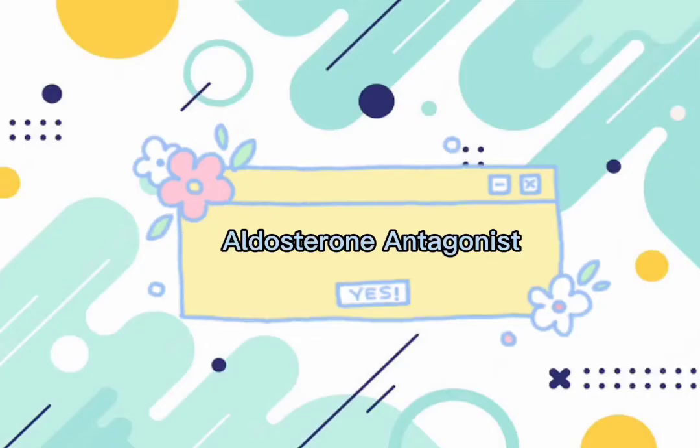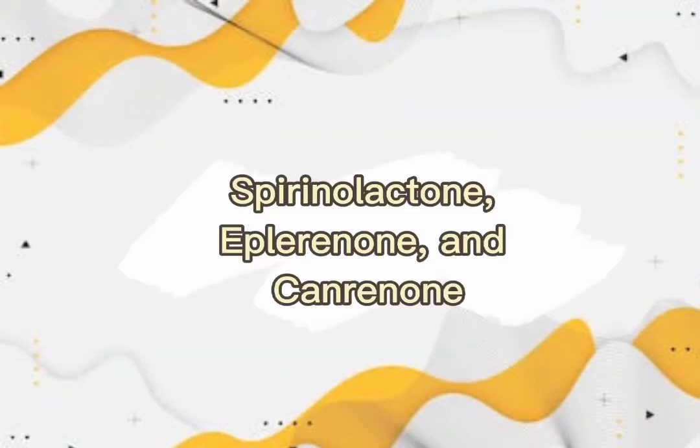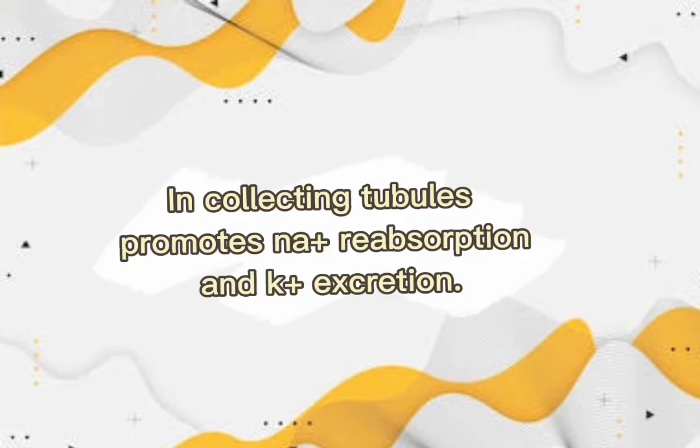Aldosterone antagonist is a diuretic drug which antagonizes the action of aldosterone at mineralocorticoid receptors. Examples of aldosterone antagonists are spironolactone, eplerenone, and canrenone. In the collecting tubule, aldosterone promotes sodium ion reabsorption and potassium ion excretion.